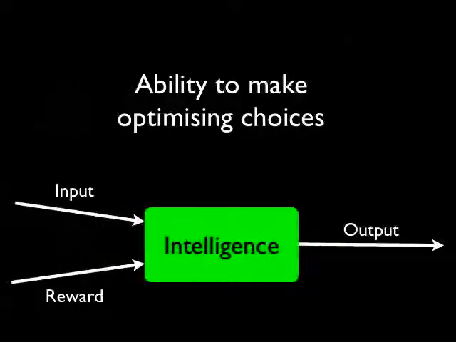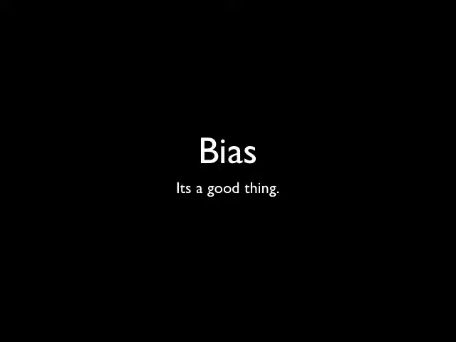So last time I talked about intelligence, and we said that intelligence is the ability to make optimizing choices. You can imagine a system which is receiving input from the world and receiving reward values. Based on what it sees about the world and what world states actually make it happy, it's going to be making outputs. And these outputs are choices that it's making, and those choices are trying to optimize the long-term value of its reward function. So today, first of all, we'll be talking about biases.